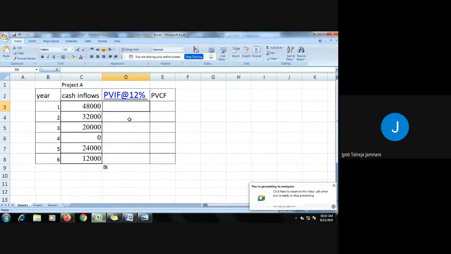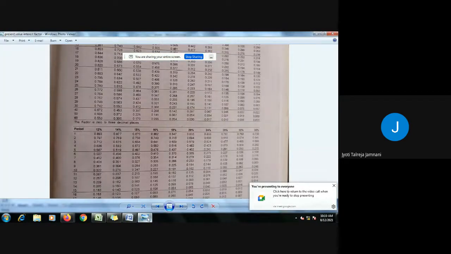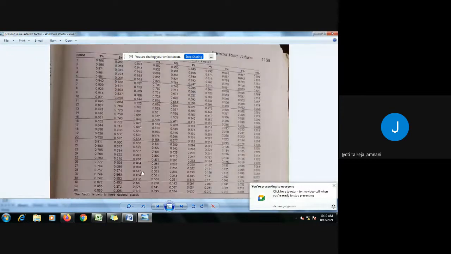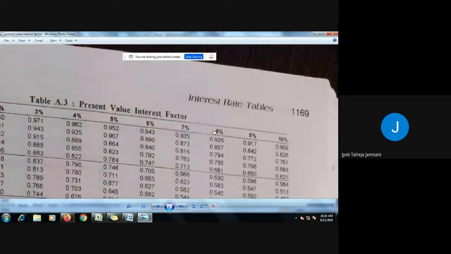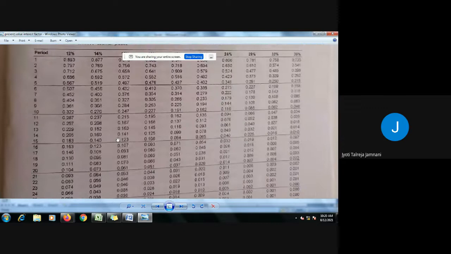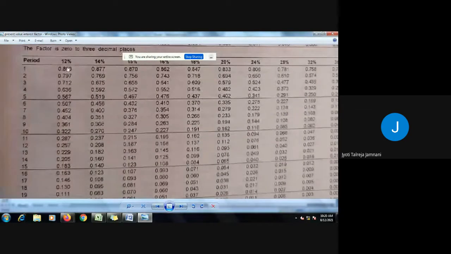So to find the present value of cash flow, we need to see the present value tables. So this is the present value interest factor table. Just see here, the heading itself says present value interest factor. Now here we want to check at 12%. So if you're seeing horizontally, we have 1%, 2%, 3%, 4%. Similarly, till 10% is here, 12% is below. Let's go down. So here is 12%. Okay, so 12% we have to see for first year.